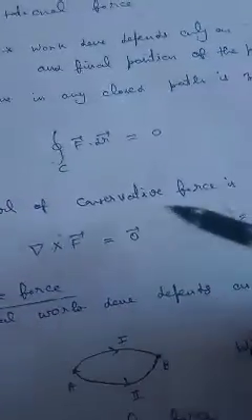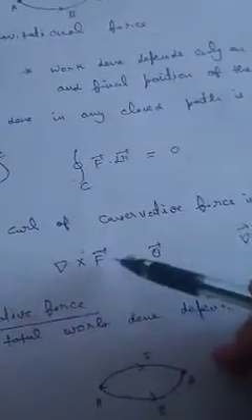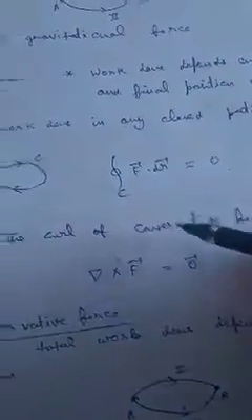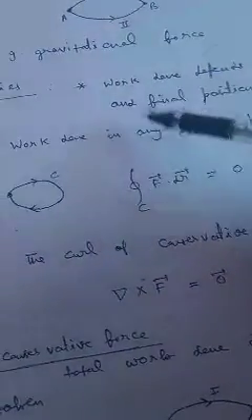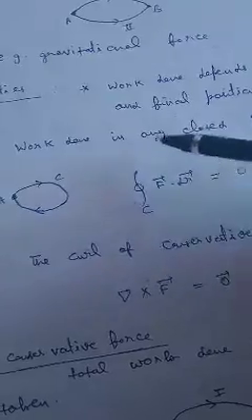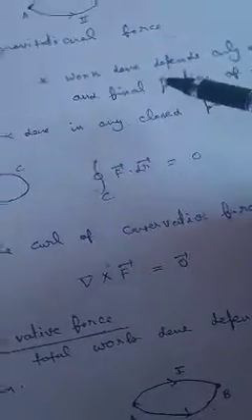Third is that the curl of a conservative force is 0, meaning del cross F is equal to 0. Now to check whether a force is conservative or not, we can use any one property. So each property itself is a necessary and sufficient condition.